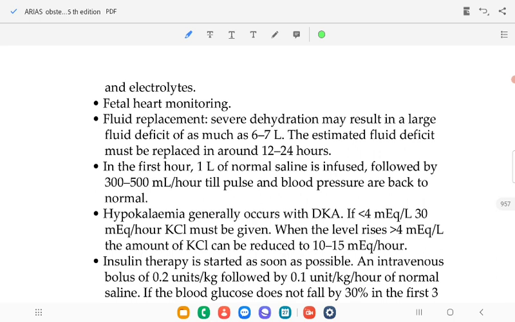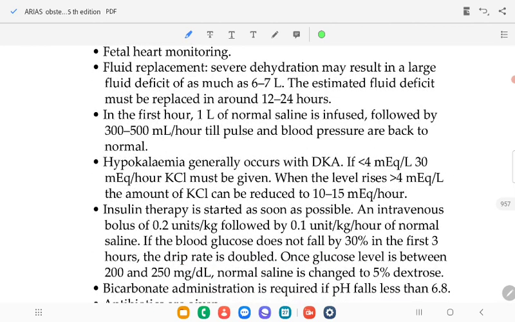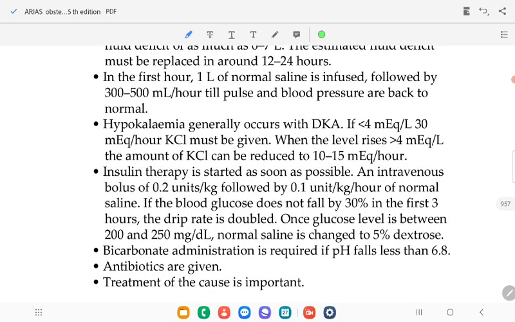In the first hour, 1 liter of normal saline is infused, followed by 300 to 500 ml per hour until pulse and blood pressure are back to normal. Hypokalemia generally occurs in diabetic ketoacidosis. If the potassium is less than 4 milliequivalents per liter, 30 milliequivalents per hour of KCl must be given. When the level is more than 4 milliequivalents per liter, the amount of KCl infused is reduced to 10 to 15 milliequivalents per hour.